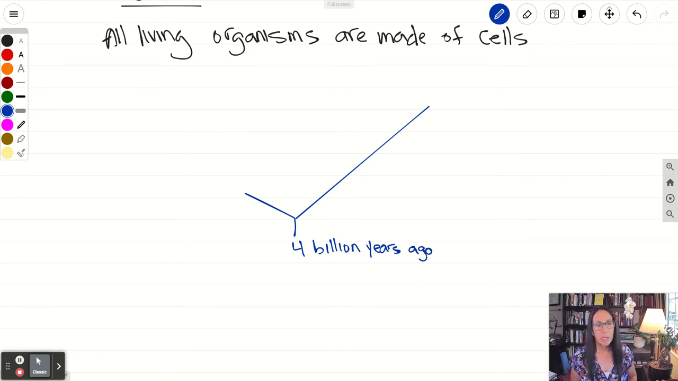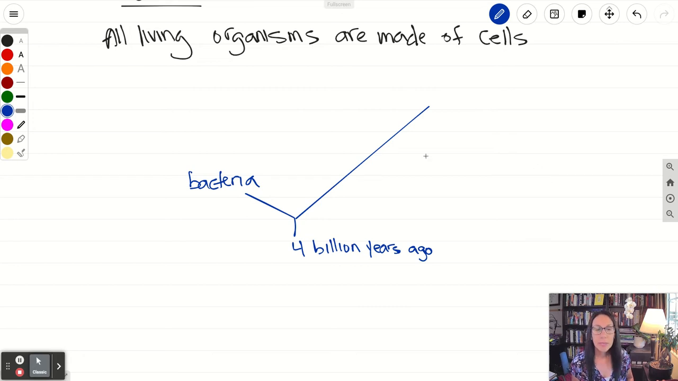I'm just talking about the three different types of cells right now. So this branch here, present day, is bacteria as we know it. There are millions and millions of different kinds of bacteria. They are everywhere. They are inside our bodies, they are on our bodies, they are all over every surface on the whole planet. And so that is one type of cell, a bacteria cell.